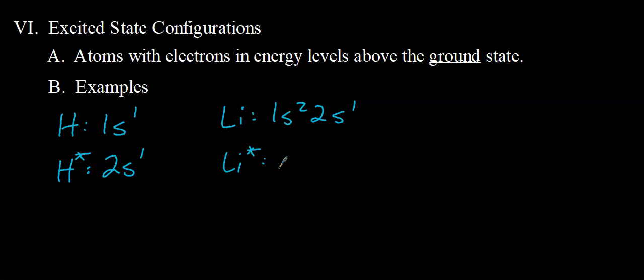So go ahead and pause the video, give a possible, and I say possible again because there's many possible right answers. Pause the video, give a possible excited state configuration for lithium. So maybe 1s2, 3s1, or 1s2, 4s1, something that shows the valence electron of lithium in a higher energy level than the second energy level. So 1s2, 3s1 would work. Let's try one more.